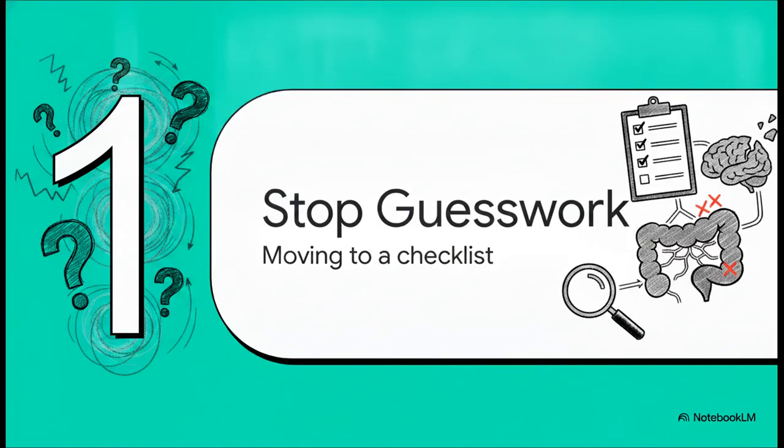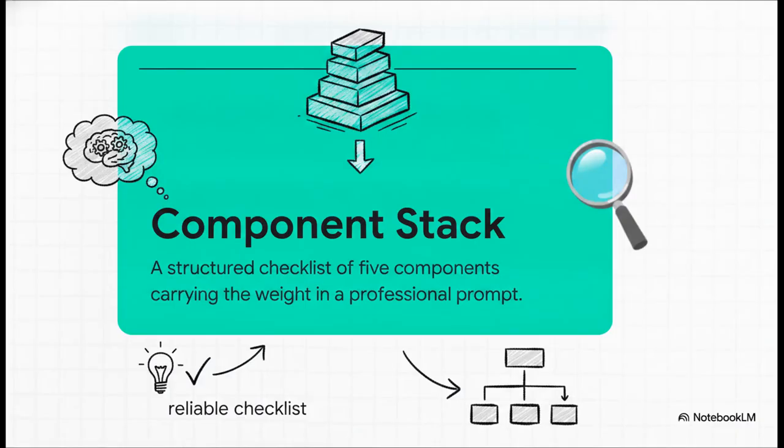All right, part 1, stop the prompting guesswork. We are moving from trial and error to a reliable checklist. You see, a truly strong prompt is almost like a living organism. It's built from very specific, interconnected components. And when an output goes completely off the rails, it's usually because your prompt is actually missing one of its vital organs. And that brings us to this idea of the component stack.